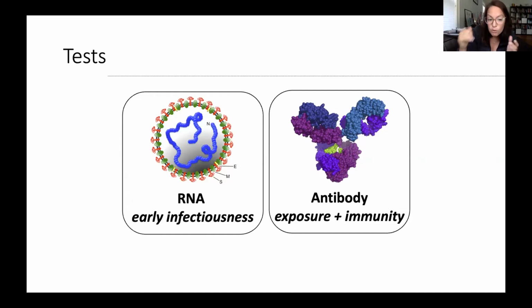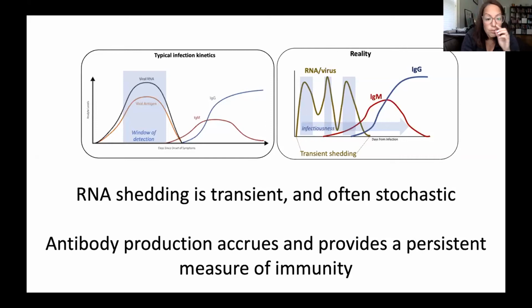Now, I want to just draw everyone's attention to these two graphs. I think it's important to understand how RNA and antibodies work together hand in hand in the diagnostic landscape. In a typical infection, what we would normally see is the rise of viral RNA in the upper respiratory tract, and then later a rise in antibody levels that would then inform us afterwards that somebody has essentially cleared or controlled the infection. This is how we would use RNA testing early and antibody testing later to understand truly who has been exposed to infection.